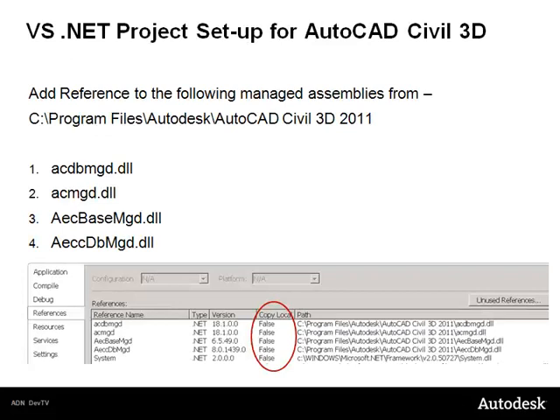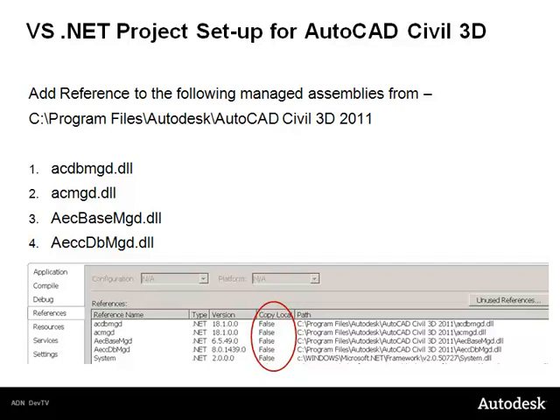In our application development using the .NET API, we need to start a new project using Visual Studio with any .NET language of your choice. If you want to build a .NET application for the Civil 3D 2011 or 2010 release, you could use Visual Studio 2008 or 2005. In the next step, you need to add references to the managed assemblies for Civil 3D and AutoCAD.